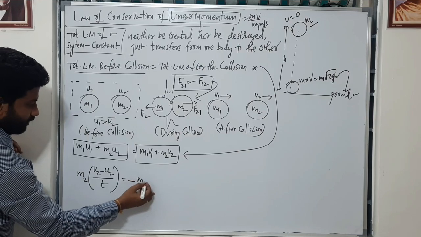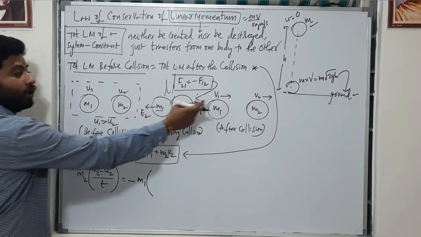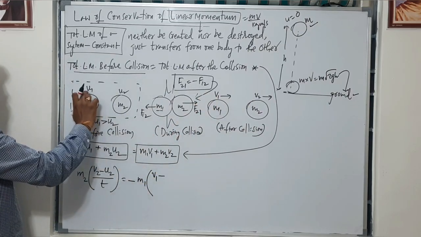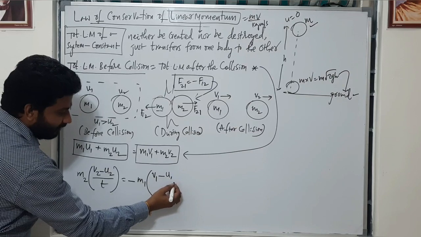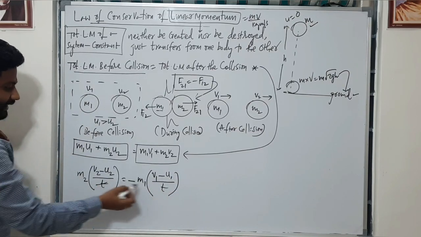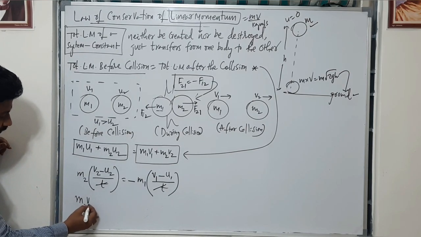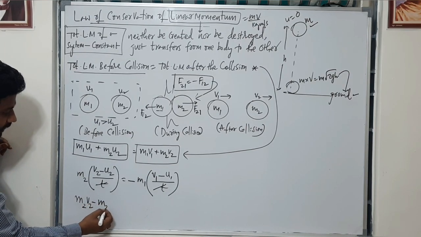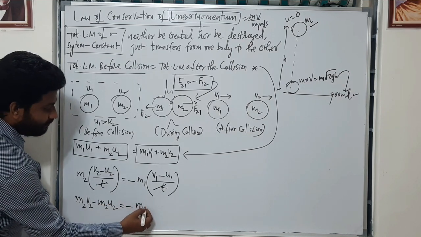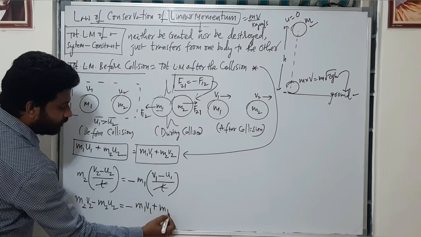So M1 into, the first body's final velocity is V1 minus the first body's initial velocity U1, divided by T. Okay, clear? So T cancels here, and I can elaborate this one. M2V2 minus M2U2 is equal to minus M1V1 minus of minus plus M1U1.